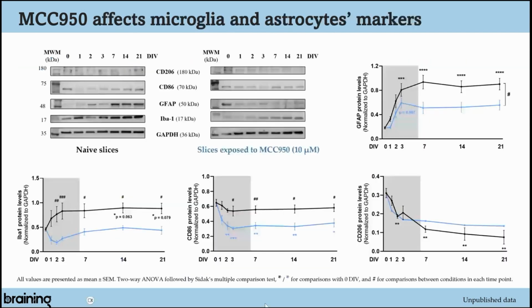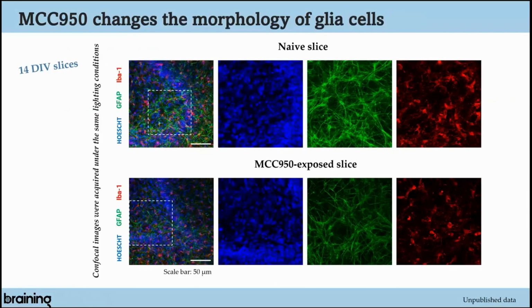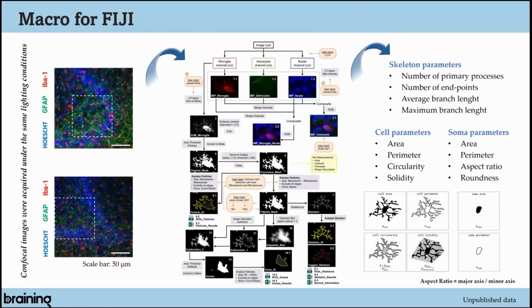Because of this result, because we had this CD206 increase in MCC exposed slices, we decided to evaluate the morphology of the glial cells. All these images were acquired under the same lighting conditions, and that's why we can say this: we have a more striking GFAP and IBA1 staining in naive slices compared with the staining that we have in MCC, which corroborates the results from Western blot.